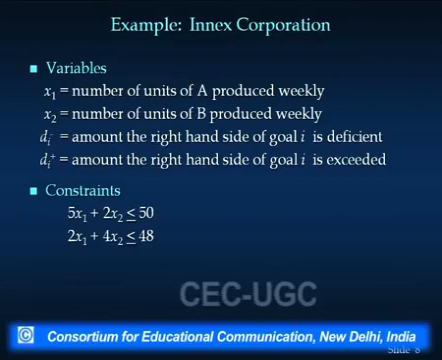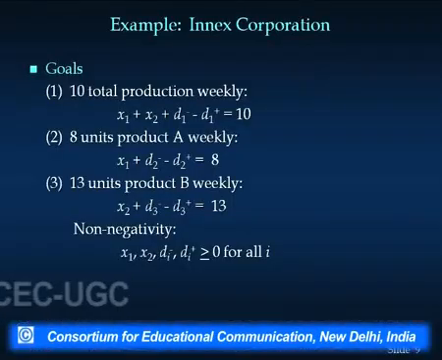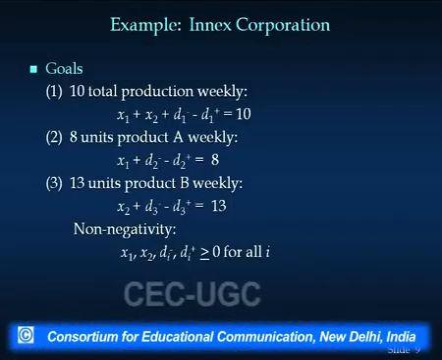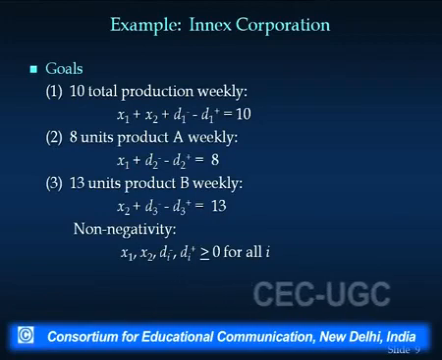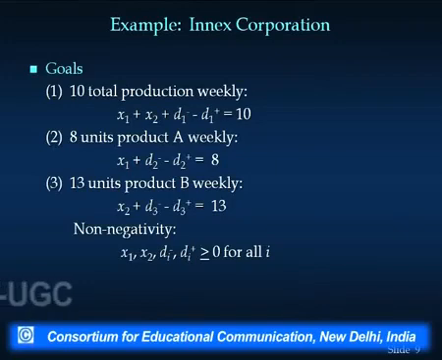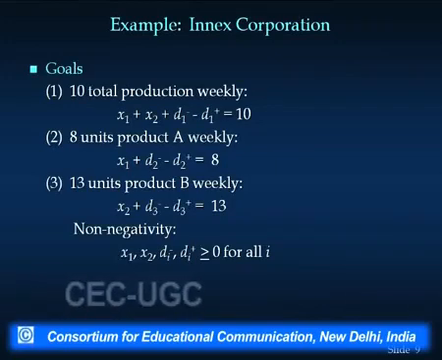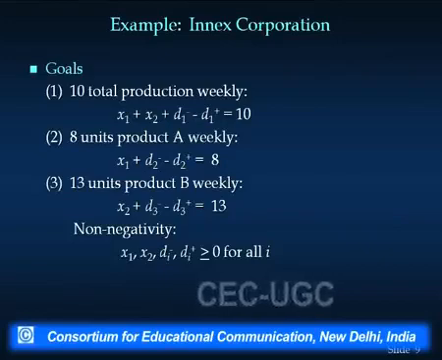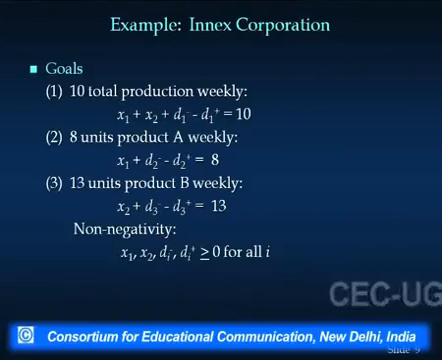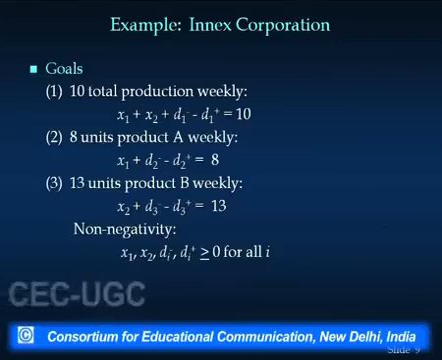Now we will have goal programming introduced in this particular problem. Our 3 goals are there, and how to take care of these 3 goals. First one, priority number 1, 10 total production weekly. Total production is nothing but x1 plus x2. Now x1 plus x2 plus d1 minus and minus d1 plus is equal to 10.